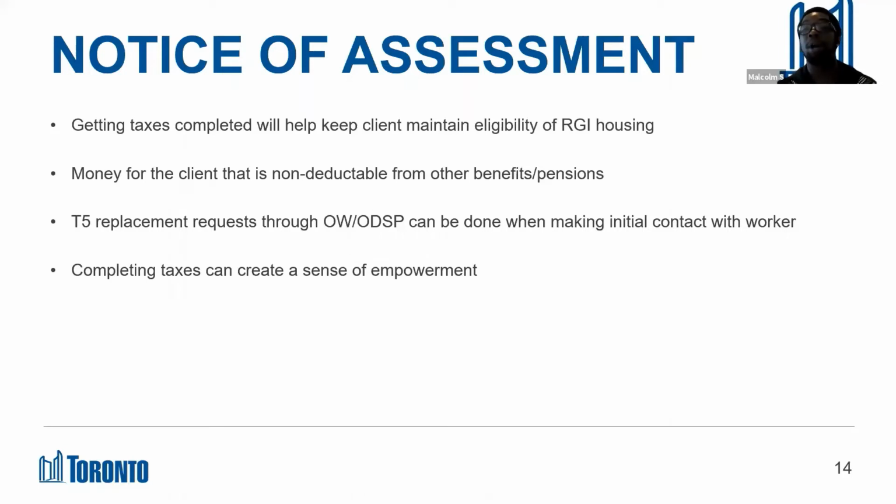And depending on what their situation is, they may qualify for those monthly GST checks of like $100-something or whatever the case may be. So if they're getting their basic needs and they get another extra $100 just for doing their taxes, I'm sure that's something they'd be willing to go through, right? Just like I mentioned earlier, when you call the OW or OWSP worker for the income verification forms, you should call them to get the T5 replacements if the clients don't already have them, because you'll need that information anyway when you do the notice of assessment.